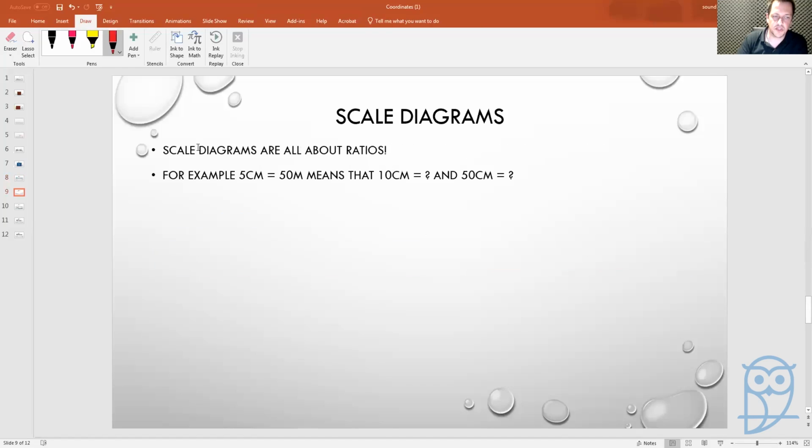All right. So you see that scale diagrams, they're all about ratios. So if you have something that says, for example, 5 centimeters is 50 meters in real life, well, what would that make 10 centimeters on the diagram equal to in real life? Well, 5 to 10 means you're doubling it. So therefore, you double 50 meters, you get 100 meters. 5 centimeters to 50 meters, now you're measuring 50 centimeters. 10 times this means it's going to be 10 times that distance in real life, being 500 meters.